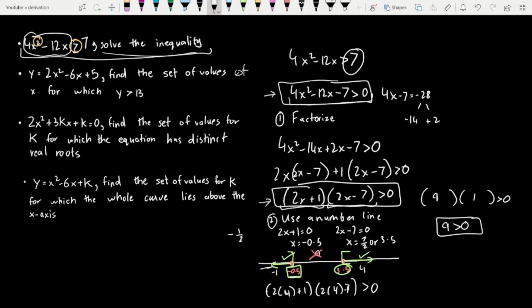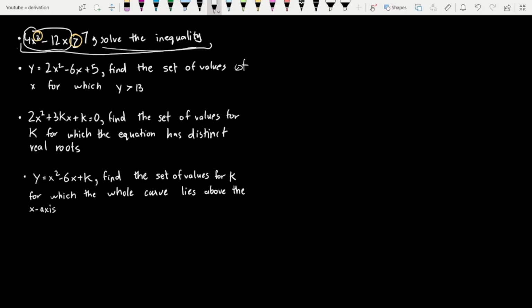So we can go ahead and say that x is greater than 3.5. And x is smaller than negative 0.5. Now for the next problem, we're basically given a quadratic expression and it's put equal to y. And it says find the set of values for x for which y is greater than 13. So we have y is greater than 13, but we're supposed to find values of x.